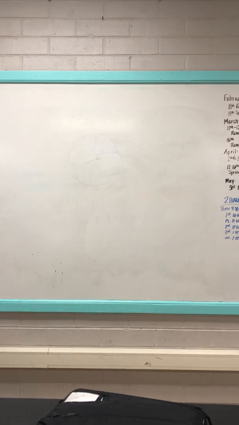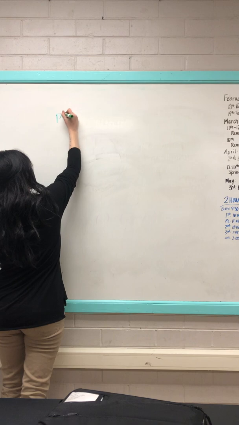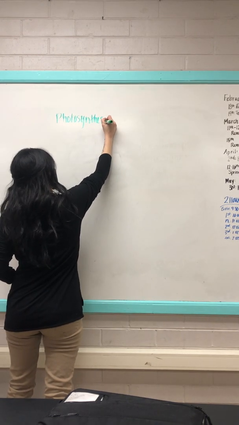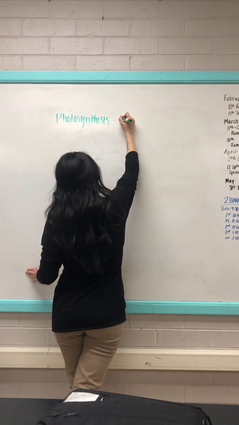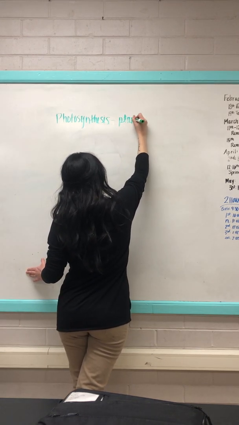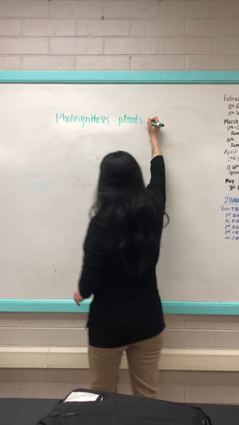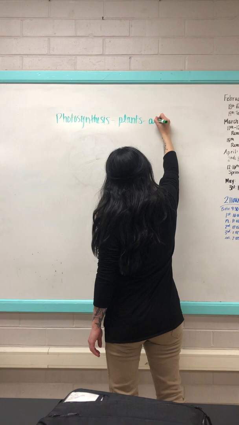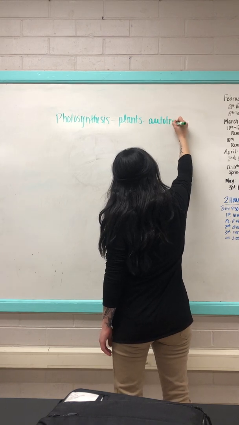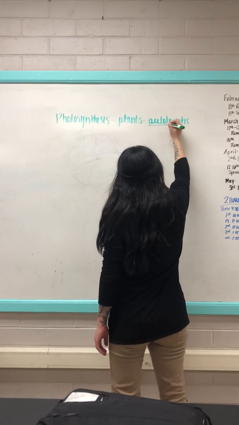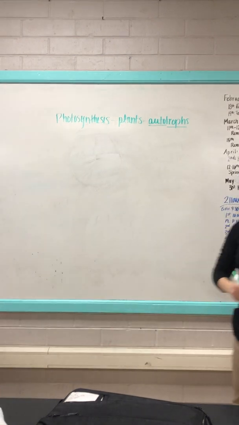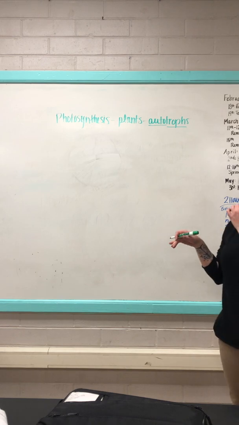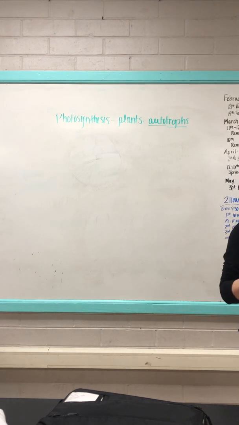So let's go ahead and do that. So we're looking at photosynthesis. We know that's in what? Plants, and plants are what kind of troph? Autotroph. Autotrophs. Remember, auto means self, troph means food, like a trough is something that an animal eats out of. So it's a self-feeder. It makes its own food.